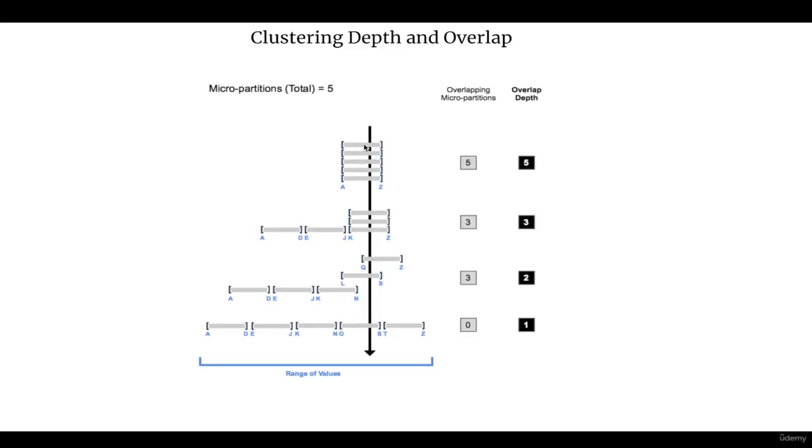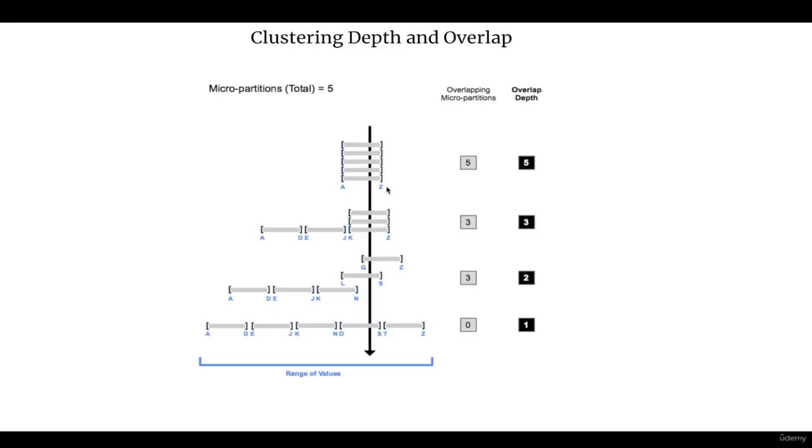Now, each of these partitions for the clustering key have the values in the range of A to Z. Okay, the first micropartition has values for the clustering key in the range of A to Z. The second one also has the same range. It has all of the values in the range of A to Z, so on and so forth. So all the 5 partitions have values ranging from A to Z.